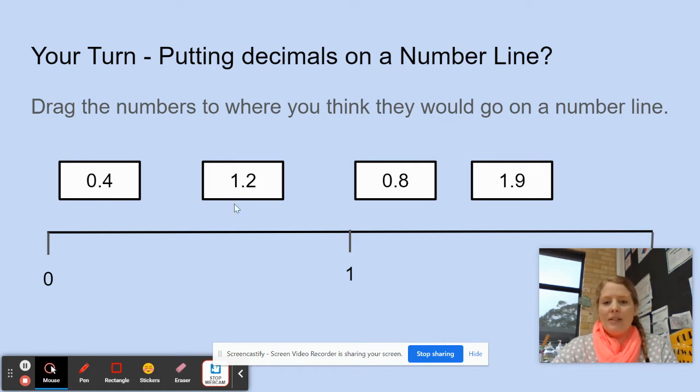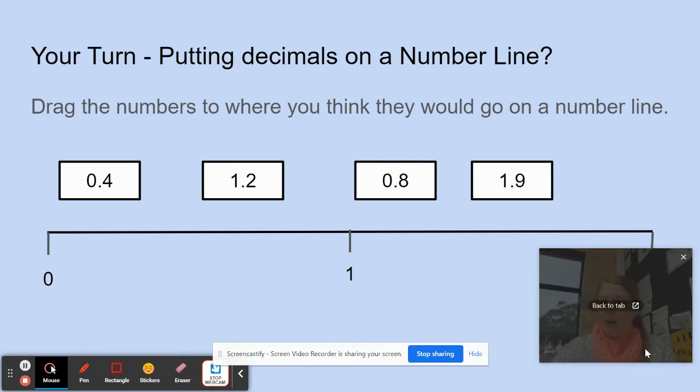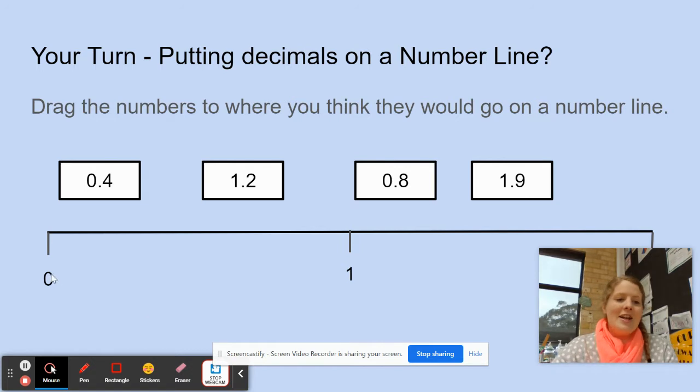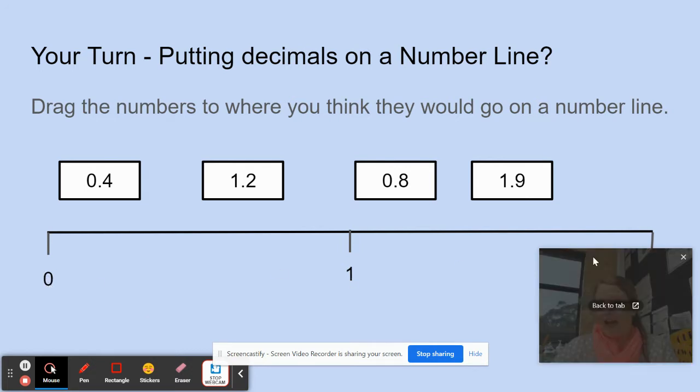So we've got these numbers here, 0 and 4 tenths, 1 and 2 tenths, 0 and 8 tenths, and 1 and 9 tenths. So all we're doing is we're putting them in order from smallest to largest, like we did before, but we're going to be putting them onto a number line, so we need to know where they fit into these numbers. Now I know my face is hiding this number here, but on our number line we have our 0, our 1, and our 2.